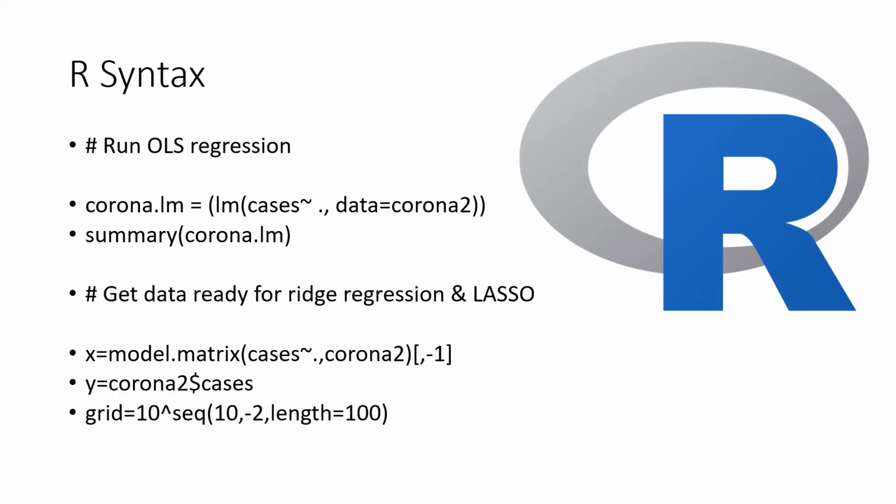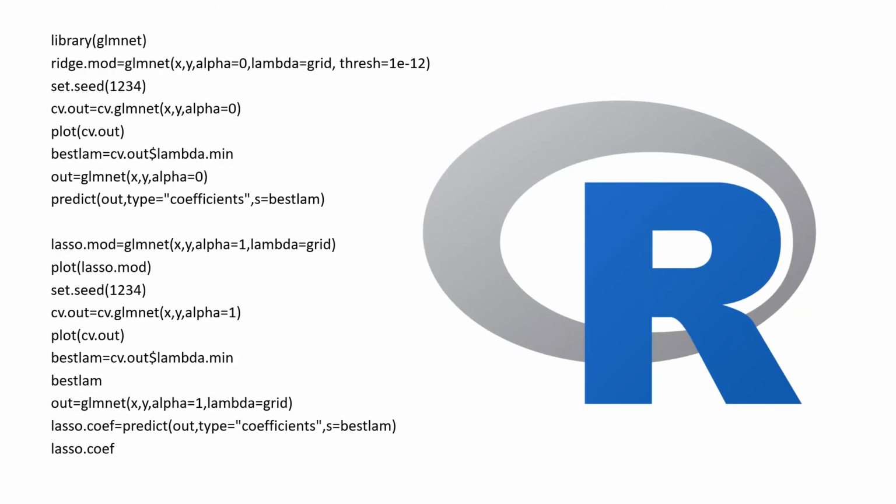Here is the R syntax for the OLS regression you just saw from the table in the previous slide. I first conducted an ordinary least square regression. Then I got the data ready for ridge regression and LASSO. And here is the syntax written in R for ridge regression and LASSO.